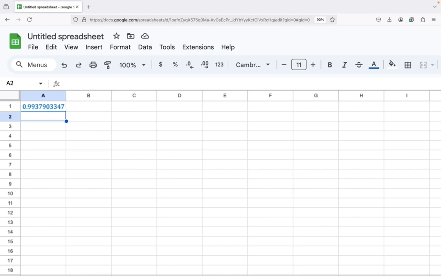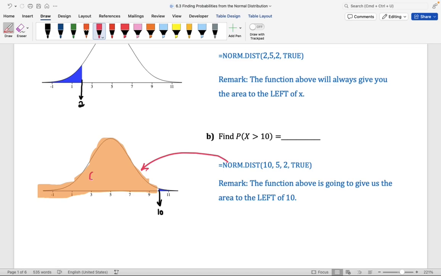We're going to take this value and round to 4 decimal places. That is going to be 0.9938. The area to the left is about 0.9938. Now, how are we going to find the area above x equal to 10? The area above x equal to 10 is 1 minus 0.9938. Why? Because the area under the whole curve is 1. If I want to find the area above 10, then I need to take 1 minus the area below 10.